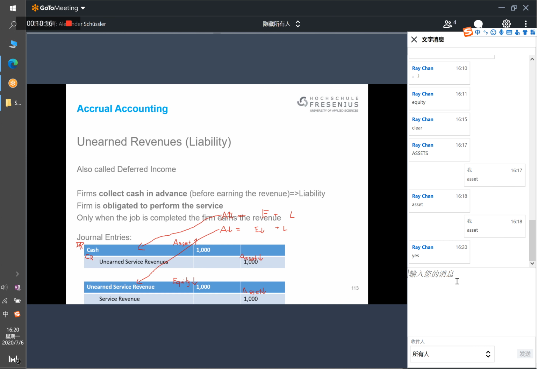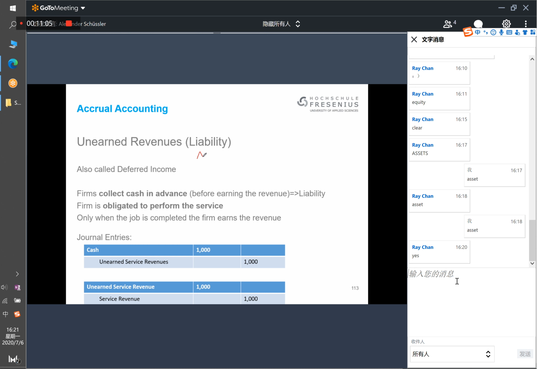These are the journal entries for unearned revenues, also called deferred income. Yeah, deferrals means paid in advance. Here the firms collect the cash in advance, before earning the revenues, and that's why they have a liability. They are obligated to perform the service. Only when the job is completed, let's say the shipping is done or whatever, the firm earns the revenue. So what are our related journal entries here?